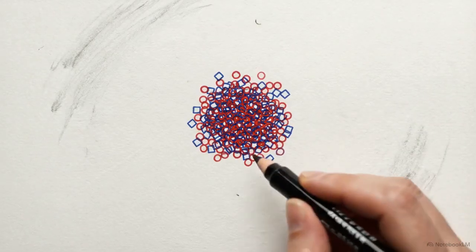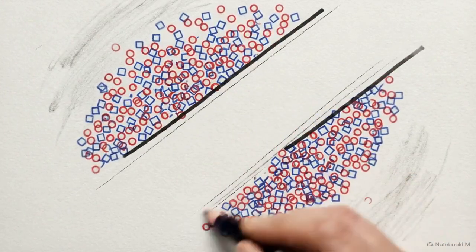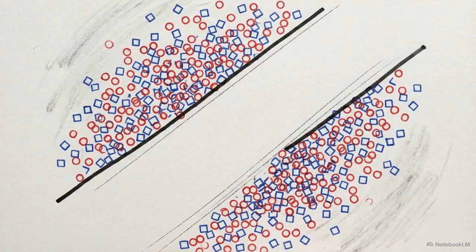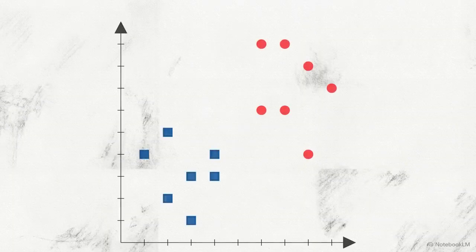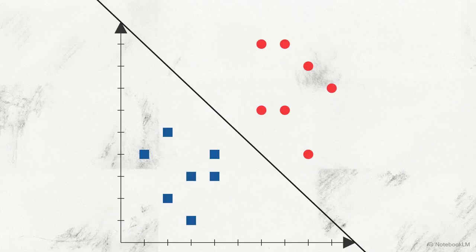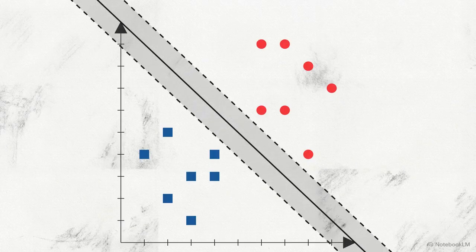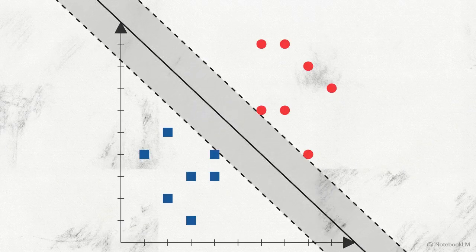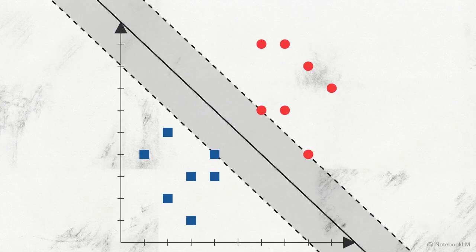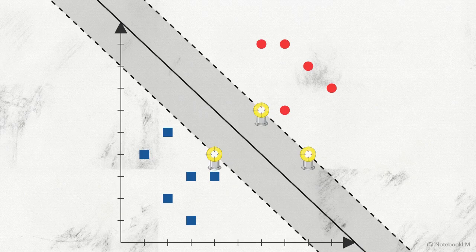This algorithm solves the problem by searching for the widest possible street that can fit between the two groups. To find it, the computer expands that central boundary line outward in both directions, carving out a wide path. The street stops growing the exact moment its outer edges physically bump into the closest data points from either side. Those edge-touching dots are the support vectors. They act like the pillars that hold the entire street in its specific place.